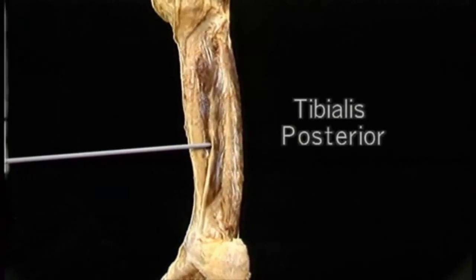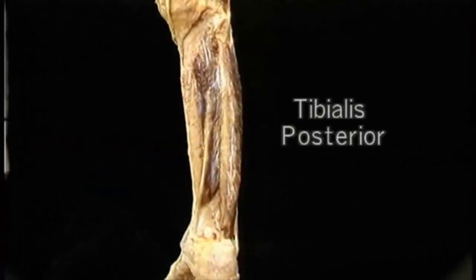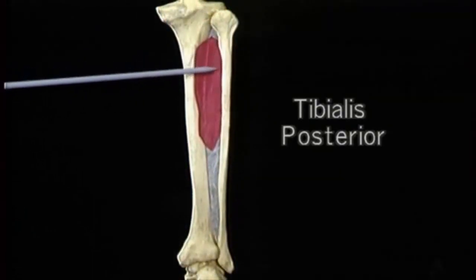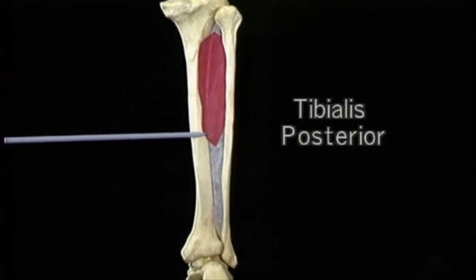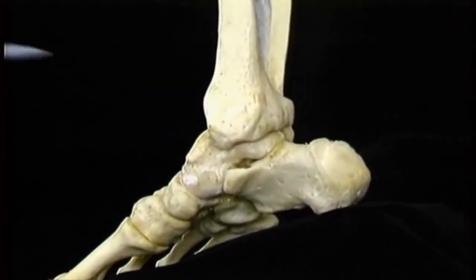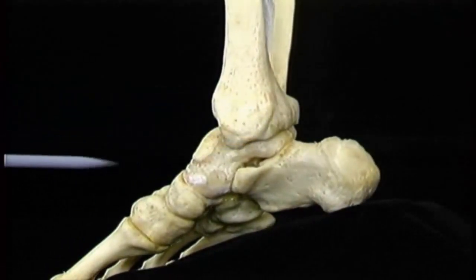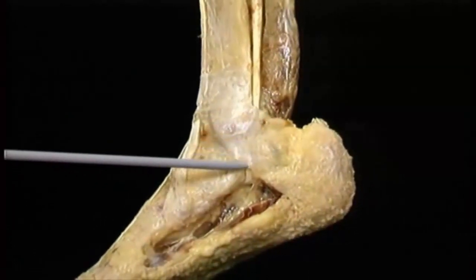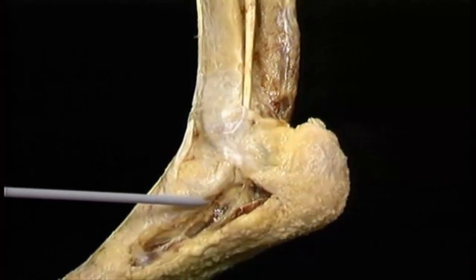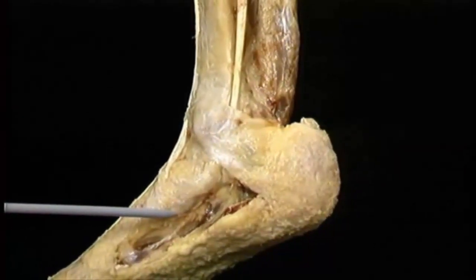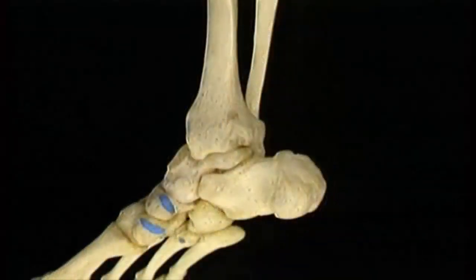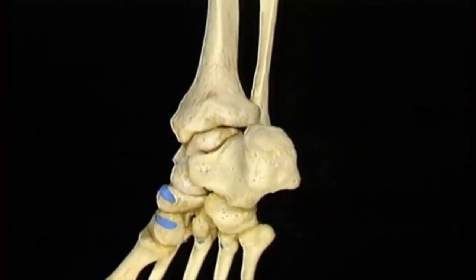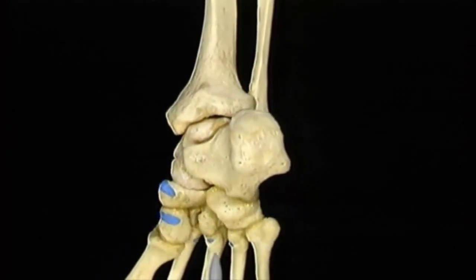Here's tibialis posterior. Tibialis posterior arises from the back of the tibia, the back of the fibula, and from the interosseous membrane in between. Its tendon passes immediately behind the medial malleolus through a fibrous tunnel that's covered by the flexor retinaculum. Beyond the malleolus, the tendon of tibialis posterior fans out. It has a wide insertion here on the navicular and first cuneiform bones, and also under here on the bases of the second, third, and fourth metatarsals.